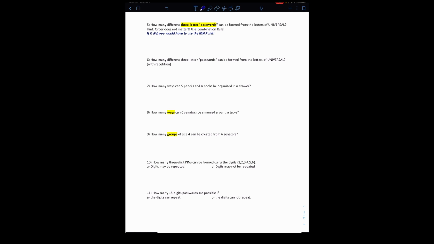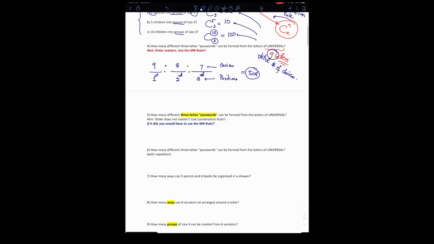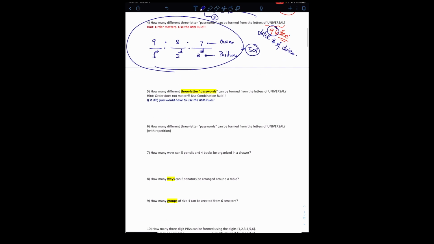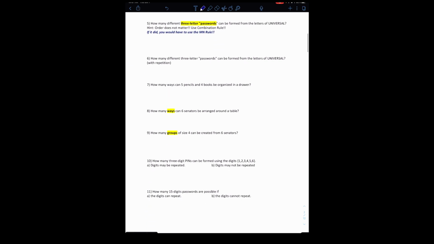Same problem, can be formed from the word universal. Again, same group of choices I have, but this time it says order does not matter. So you could use any order you like. And it doesn't say use the combination rule, but if it did, we would have used the MN rule, which is the previous one right here. If the order doesn't matter, then this becomes a combination issue.